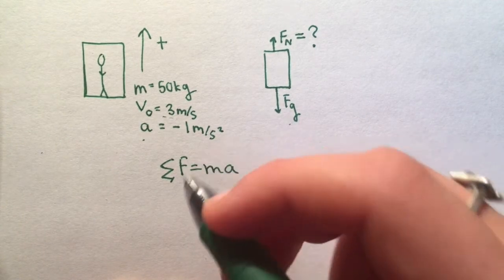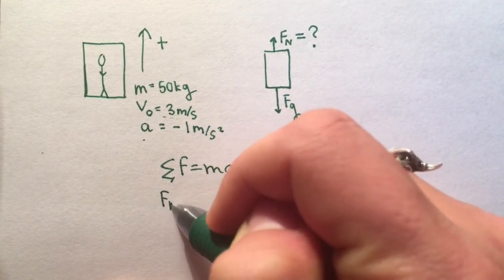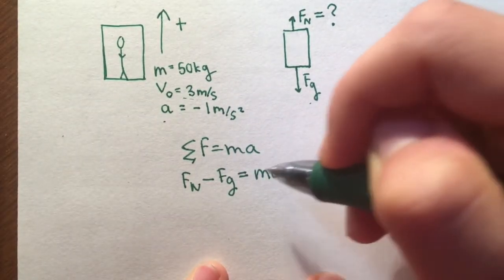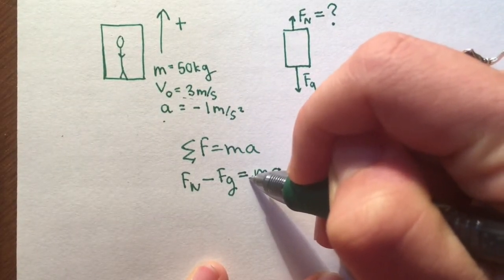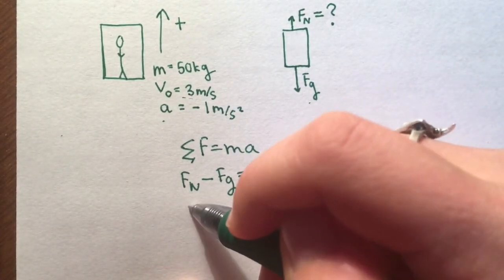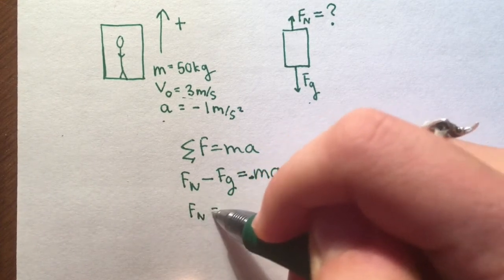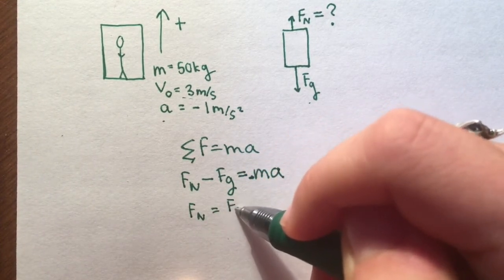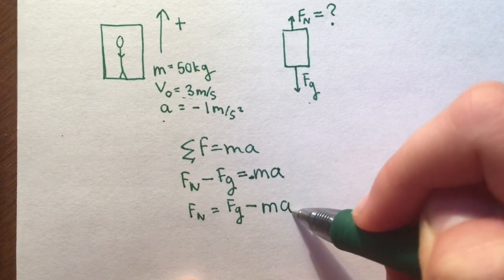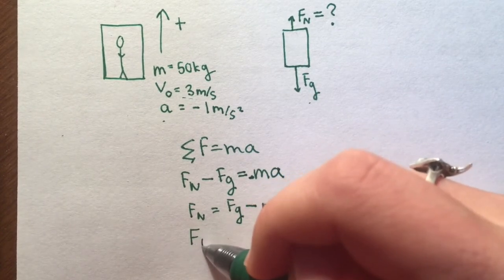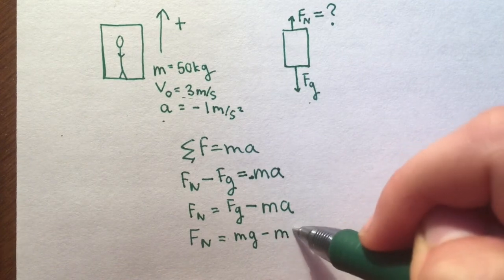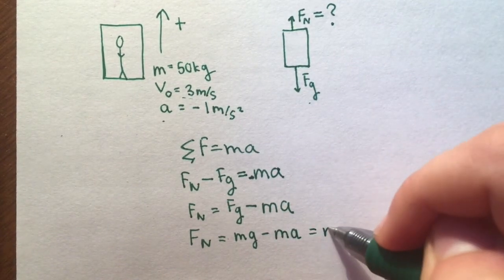So the net force is the force normal minus the force of gravity, equals mass times acceleration, and because the acceleration is negative, I'm going to put a negative out in front. Sorry, I know you can't really see that. But when I rewrite this, I get the normal force equals the force of gravity, I added it to the other side, minus mass times acceleration. And the normal force is finally equal to mg minus ma. And if you want to be fancy, you can factor out an m.